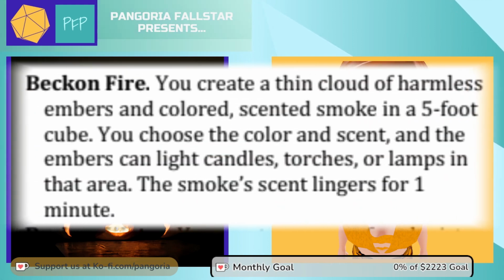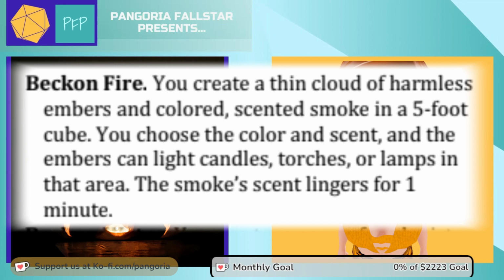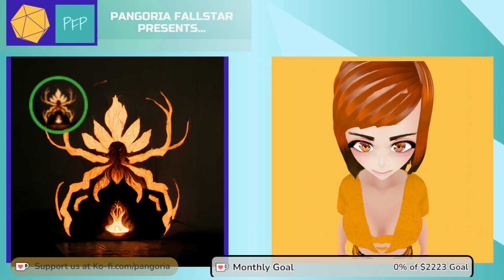Beckon Fire. You create a thin cloud of harmless embers and colored scented smoke in a 5-foot cube. You choose the color and scent, and the embers can light candles, torches, or lamps in that area. The smoke scent lingers for 1 minute. Again, in a 5-foot cube. You know what else would let you create embers and colored scented smoke in a 5-foot cube? Lighting a cigar! I'm just saying that it's not thaumaturgy, right? Because with thaumaturgy, you can light up all the candles in range.